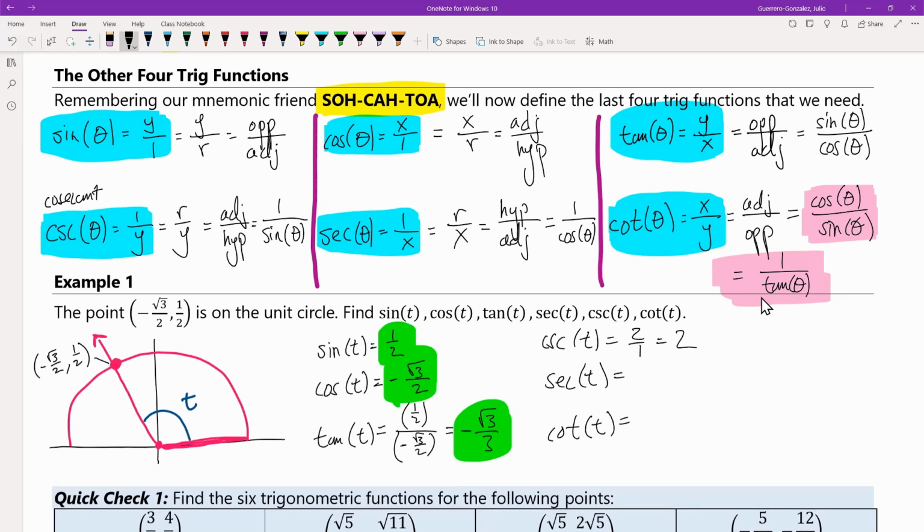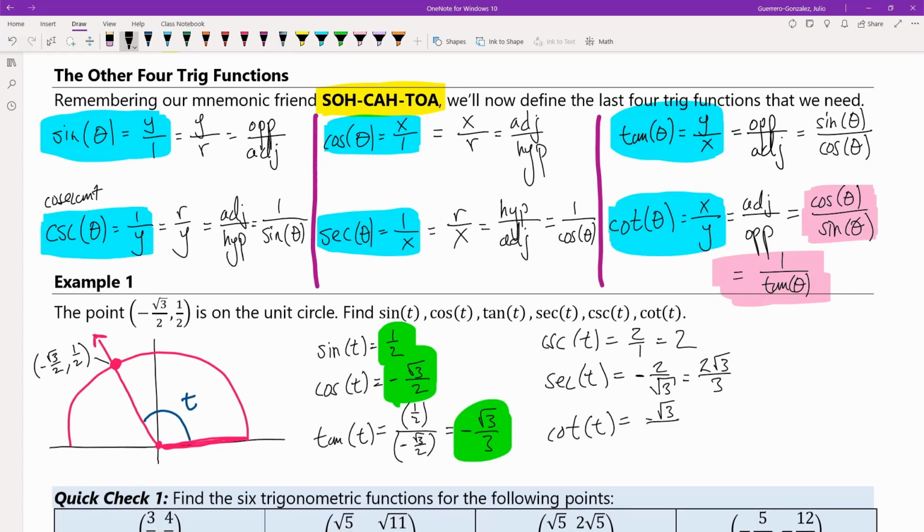Okay? Secant is cosine flipped, so this is going to be negative 2/√3. And this is equal to negative 2√3/3. If you do the multiplying of the square root from the bottom and everything, right, that's what you get. Okay? And then the last one, right, is supposed to be, if you take a look at this, right, it's equal to cosine divided by sine. So I should be able to grab cosine.